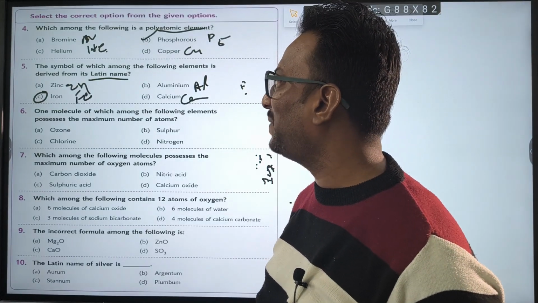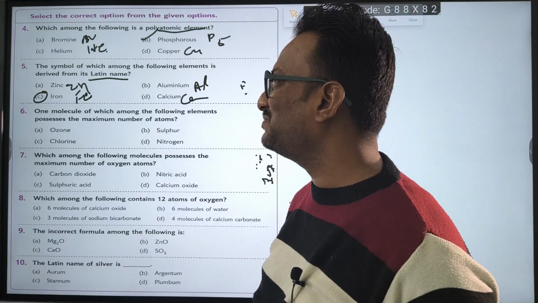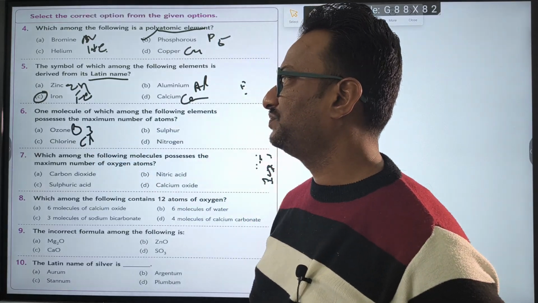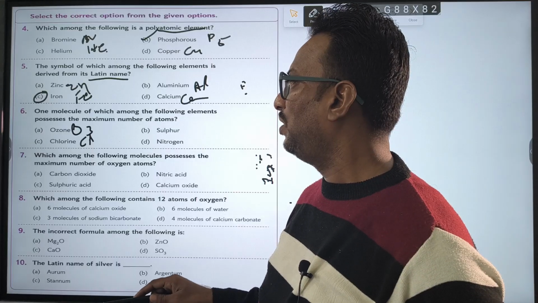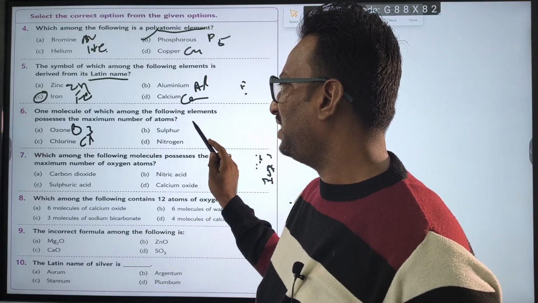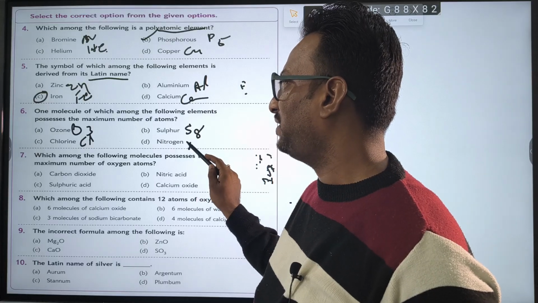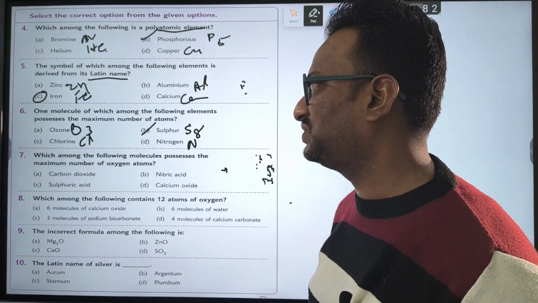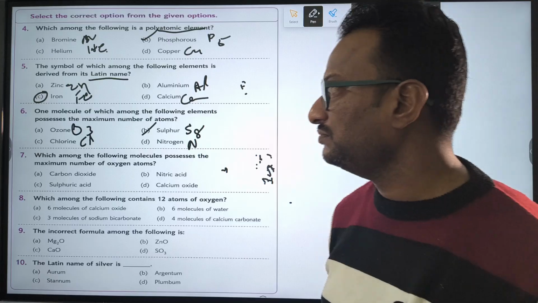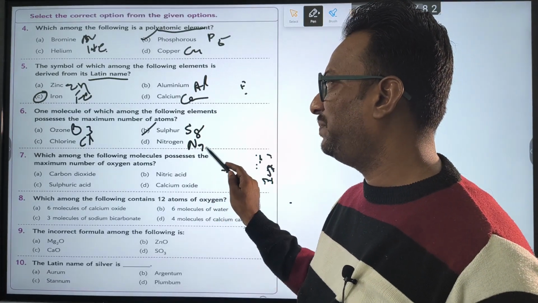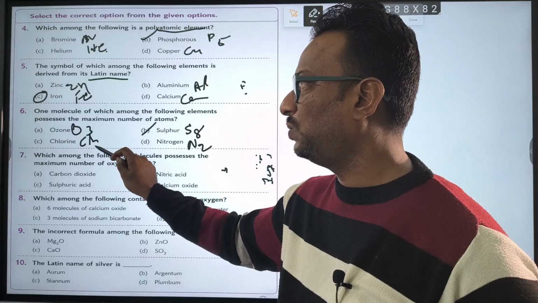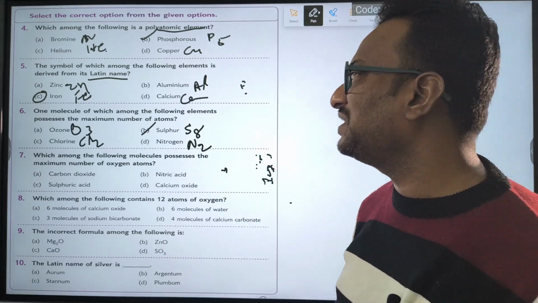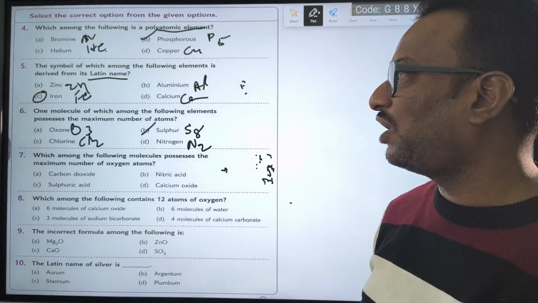One molecule of which among the following elements possesses the maximum number of atoms? Ozone, actually O3, chlorine Cl, sulfur S8, nitrogen N. Okay, sulfur will have the maximum number of atoms. Even N2 will be 2, chlorine Cl2. So there are only 2 to 3 atoms in the remaining ones. Sulfur is 8 atoms. Which among the following molecules possesses the maximum number of oxygen atoms?